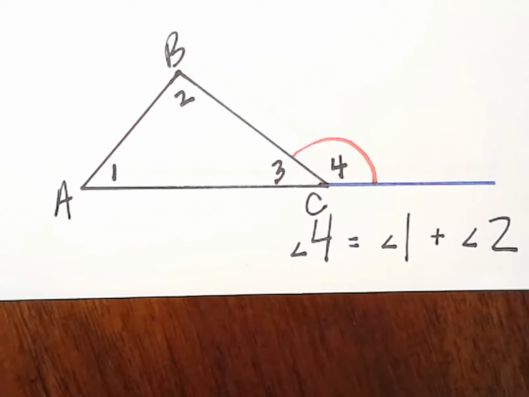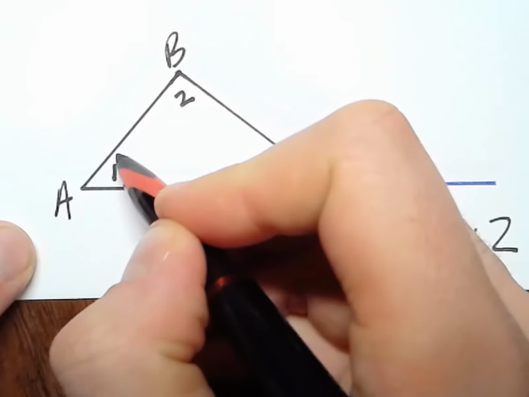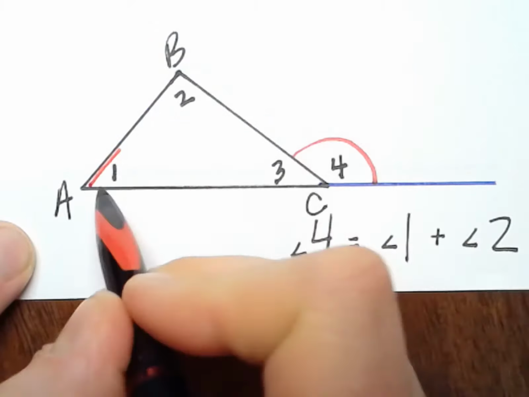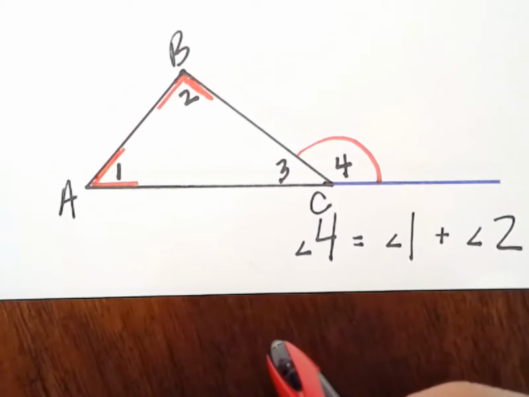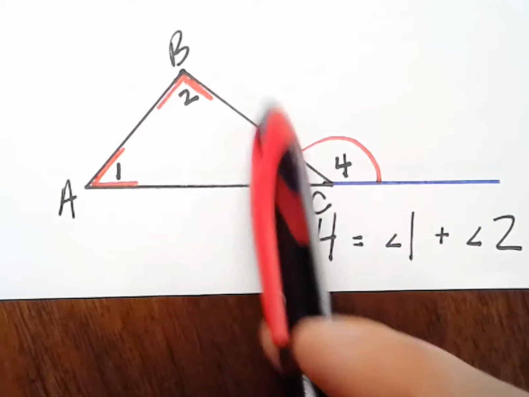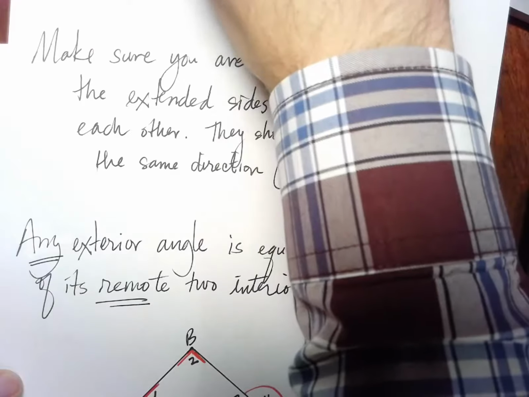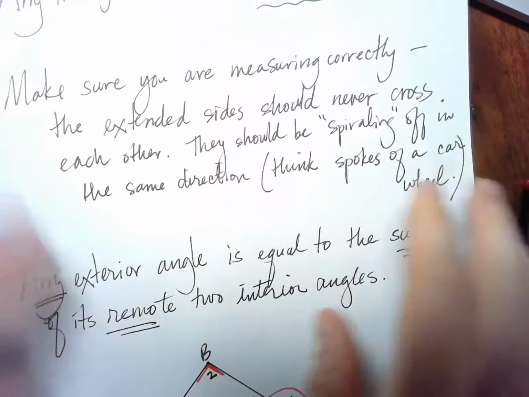So notice what this is saying: angle 1 plus angle 2 equals angle 4. So why is that exactly? Well, if you think about it, it has to do with the linear pair here and the triangle angle sum. And actually, I have a short proof. So let's look at this proof.